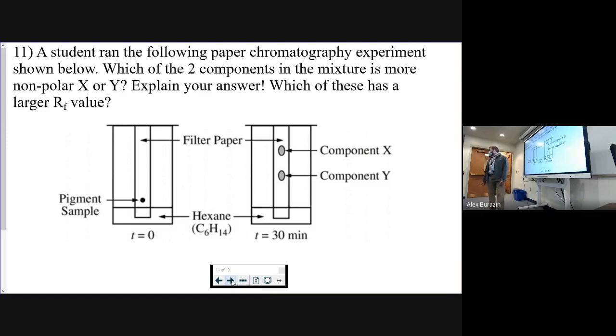All right, so this is chromatography. Let's talk about this a little bit. Chromatography is pretty darn simple.